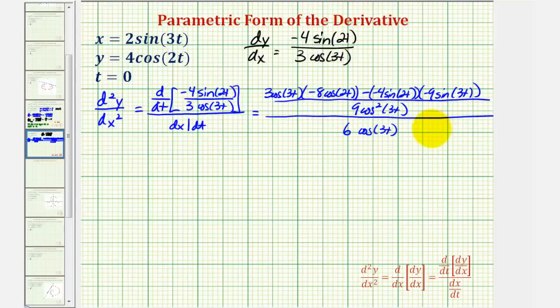The derivative of 3 cosine 3t would be negative 3 sine 3t times 3, or negative 9 sine 3t. Now let's begin to simplify this. Remember, this fraction bar here means division, so we're dividing by 6 cosine 3t, which is the same as multiplying by 1 over 6 cosine 3t. So this factor here is going to join the factor of 9 cosine squared 3t in the denominator. So our denominator is going to be 54 cosine cubed 3t.